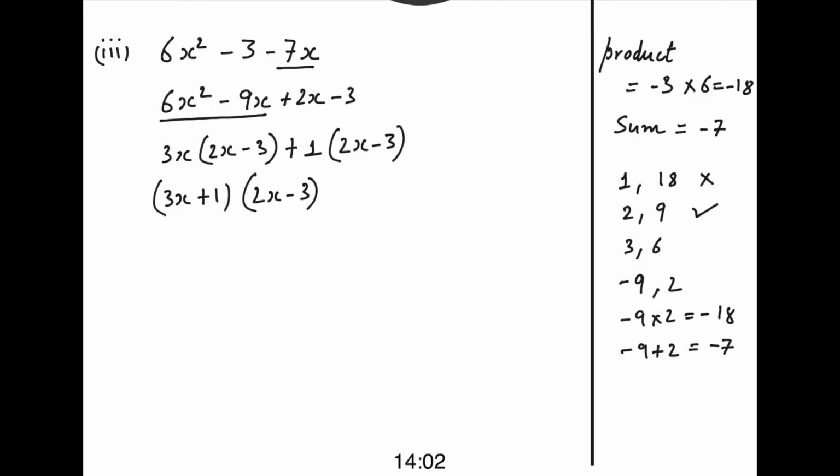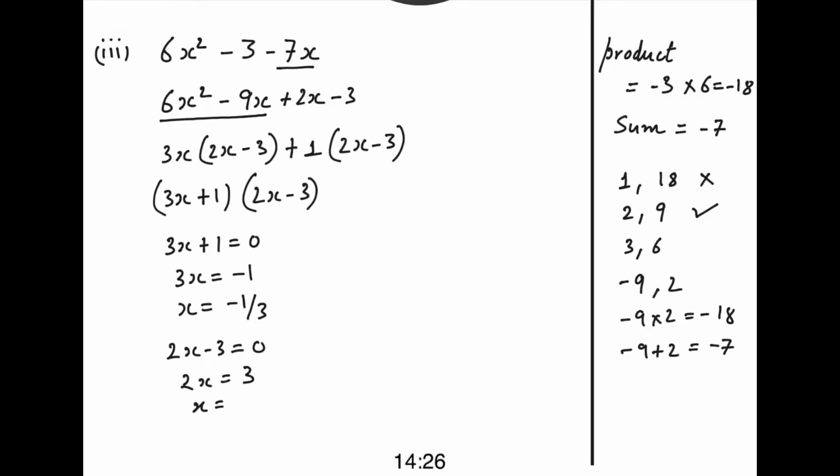So now in order to find the zeros, we'll make first 3x plus 1 equal to 0. So 3x is equal to minus 1 and x is equal to minus 1 by 3. So this is one of the zeros. And second, we'll try to make 2x minus 3 equal to 0. So 2x is equal to 3, so x is equal to 3 divided by 2. So now the zeros are minus 1 by 3 and 3 by 2. So these are the zeros of this polynomial.